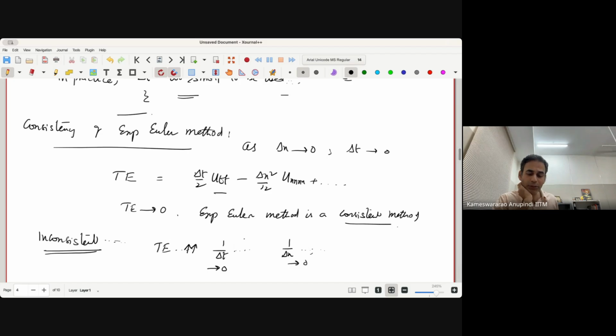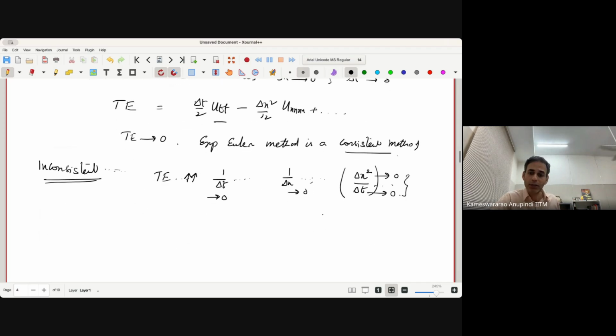Or you may get terms like delta x squared by delta t and so on. In which case, as you make delta x small and delta t small, instead of them going to 0, they tend towards a constant value. As a result, your method will not become consistent, or it will not reach a truncation error of 0. Rather, the truncation error will reach a constant value, although you refined your mesh, delta t and delta x.